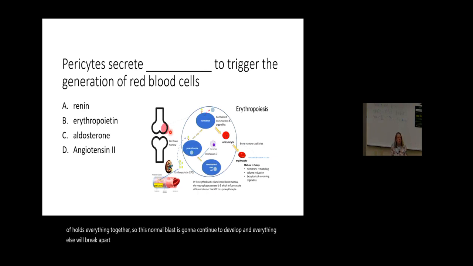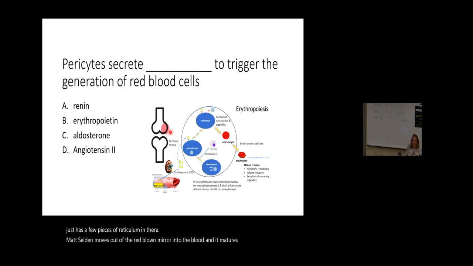So you get to a point where if you actually stain this, all you would see left of the ER is just tiny little scraps here and there. So they named it a reticulocyte, meaning it just has a few pieces of reticulum in there. That cell then moves out of the red bone marrow into the blood, and it matures into an erythrocyte, a full-grown erythrocyte that carries all of the oxygen to all of your tissues.